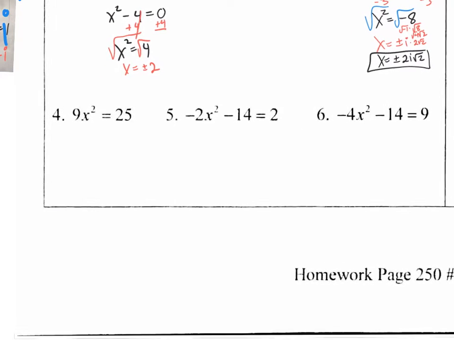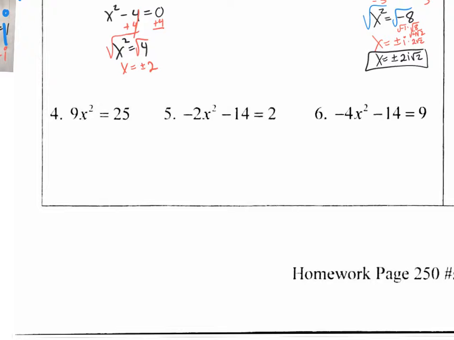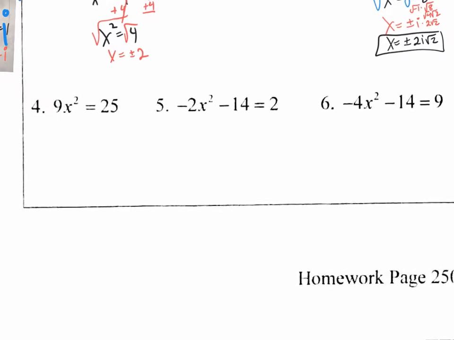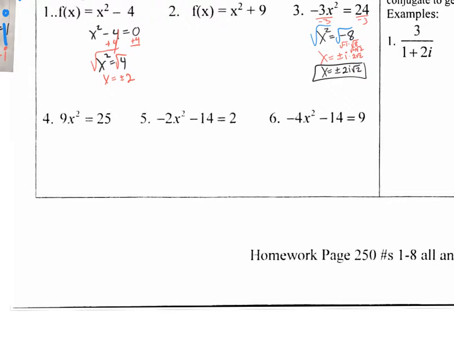So all you got to remember is that when you take the square root of a negative, the i appears, and the negative inside disappears. Would you like to see any other ones? Yes. 4, 5, or 6? Pick one. 6.